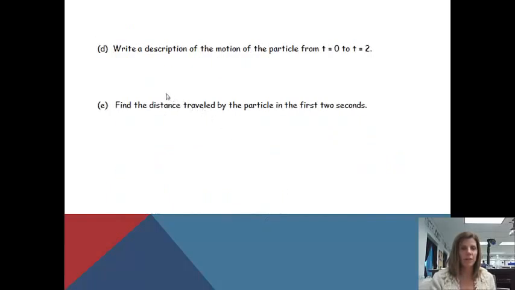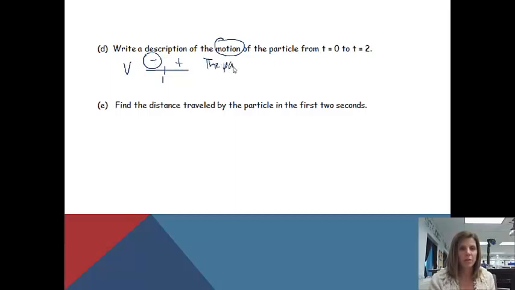Right, let's write a description of the motion of the particle from t equals 0 to t equals 2. I'm going to refer back to my velocity chart here. It said 1 and then negative and then positive. Motion is just where is the particle moving? Is it moving to the left? Is it moving to the right? Since the velocity is negative, we basically know the position is decreasing. So on this problem, we would know that the particle must be moving to the left.